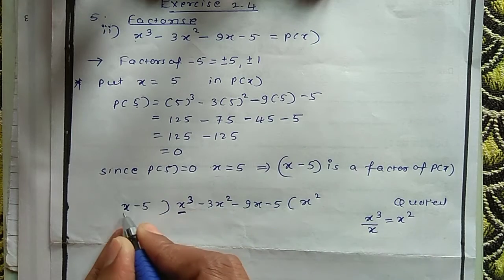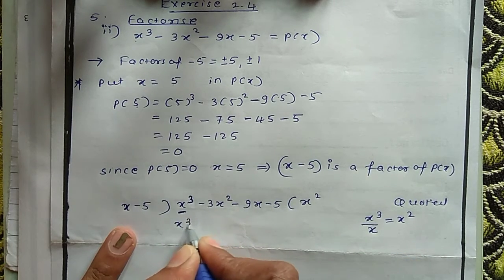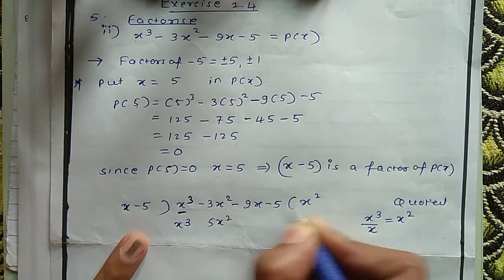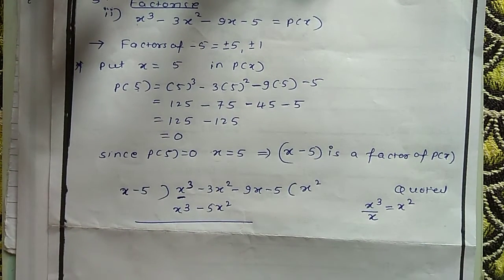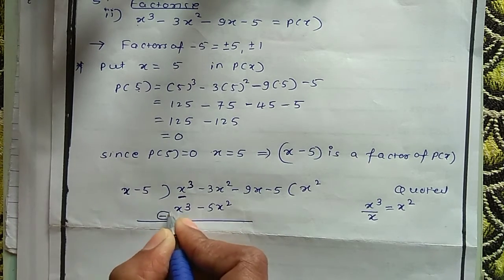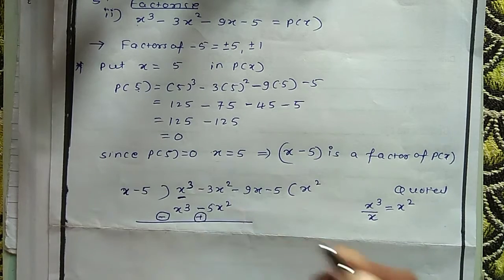So x square into these two terms, remember. x square into x is x cube. Then x square into 5 is 5x square, plus minus is minus. Now do the subtraction. You know how to do the subtraction of algebraic terms. Just change the sign of the second row. Plus x cube will be minus x cube. Minus 5x square will be plus 5x square.